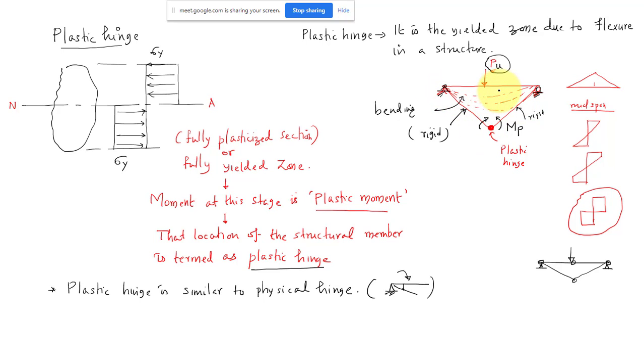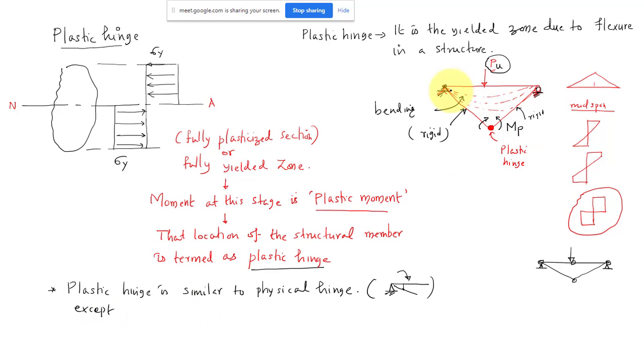After that, if you apply the load, it will just keep on rotating. It will rotate about this section only. It will not take any more load. That is why you can say that the plastic hinge is similar to the physical hinge. Except, what is the difference between the plastic hinge and the physical hinge?